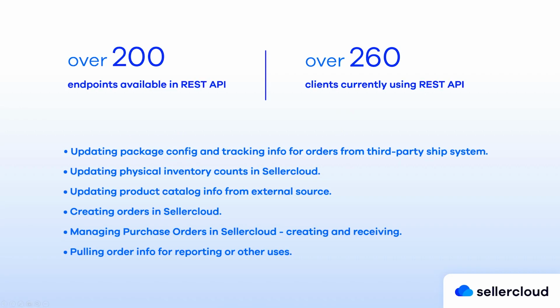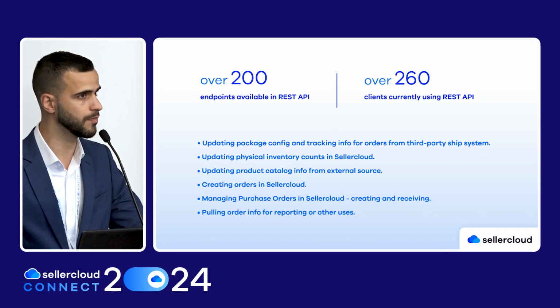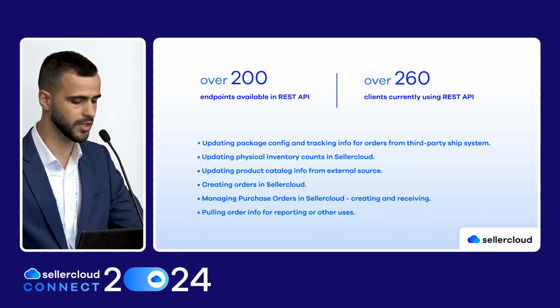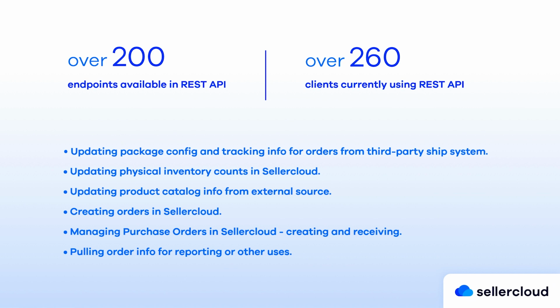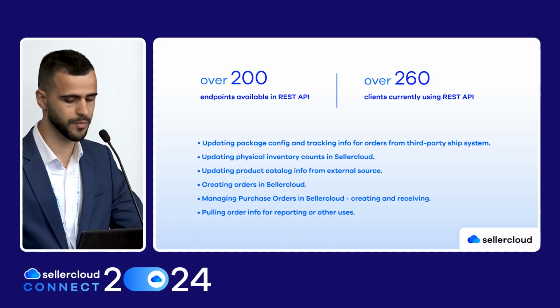We do have over 200 API calls available at the moment, and we have more than 250 clients using the REST API. A lot of the calls, if you're using the API you're familiar with, might not be a surprise. The ones that you're seeing here, you could update the packaging configuration and add tracking info for multiple different packages. You can connect to third-party shipping systems, update physical inventory, create orders, purchase orders, update them, and so on.